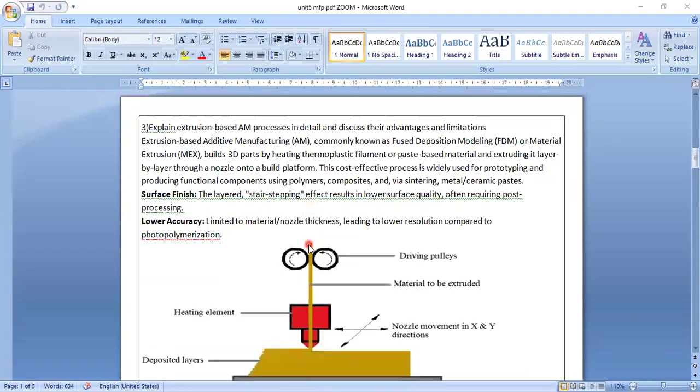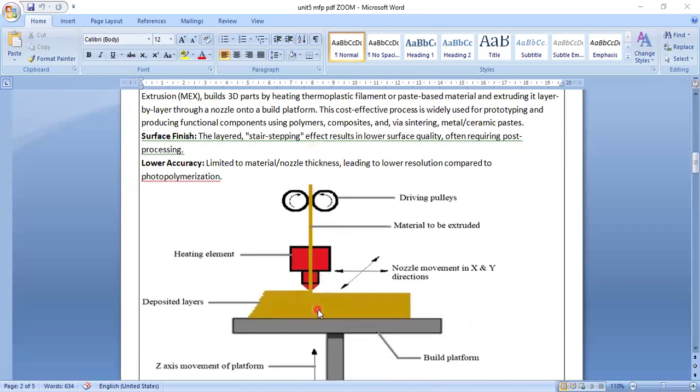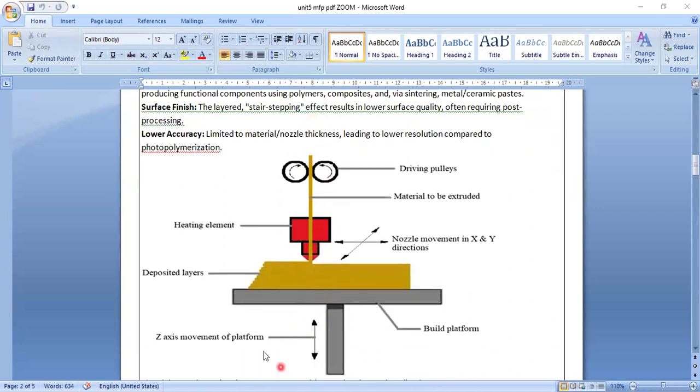Here we can see the extrusion-based machine. What is happening is this bed is moving in the Z direction. This is a build platform, so material is deposited layer by layer. These rollers are there continuously.